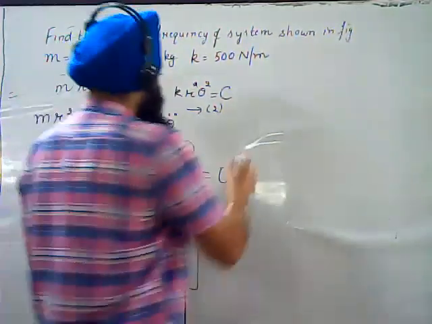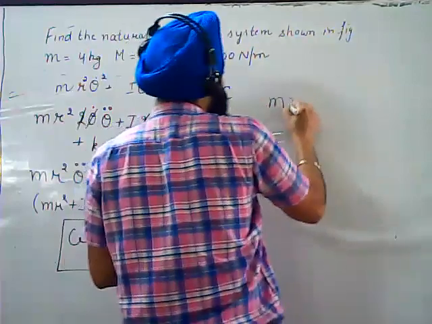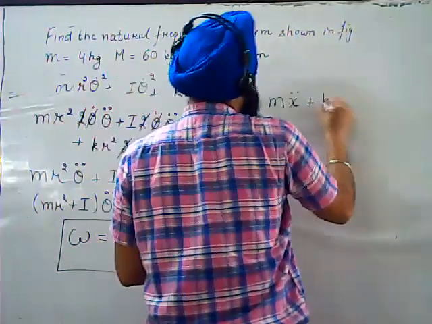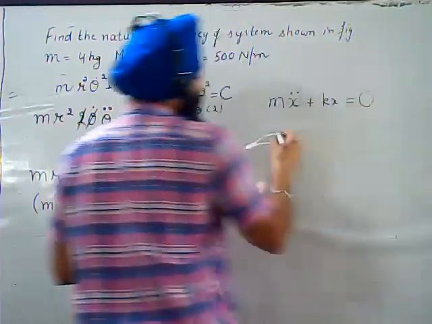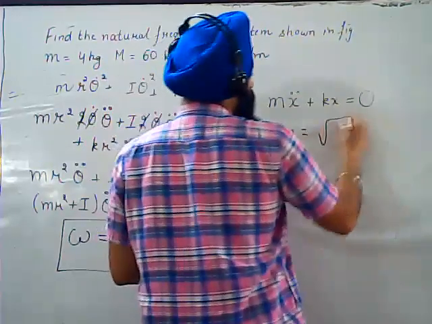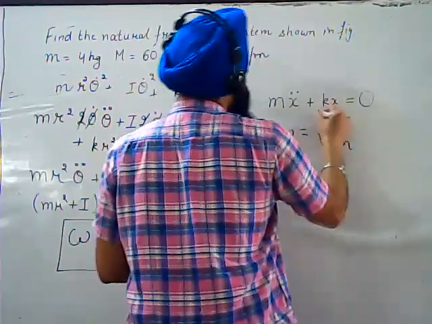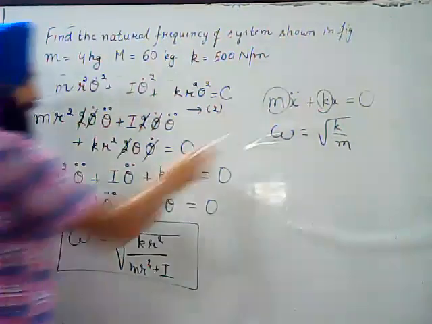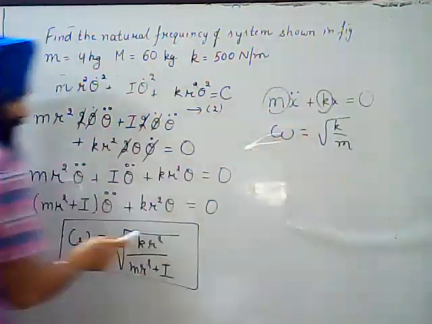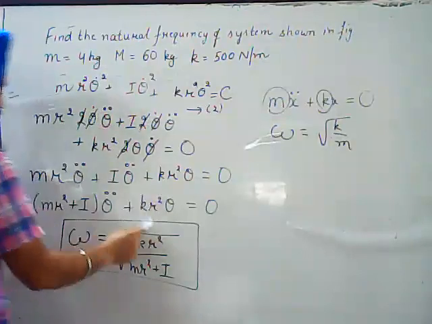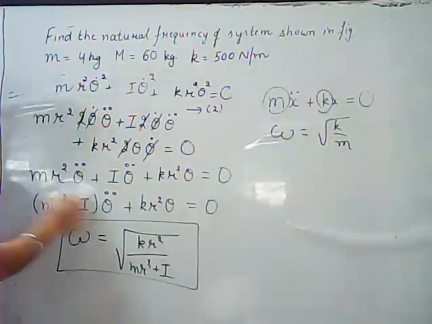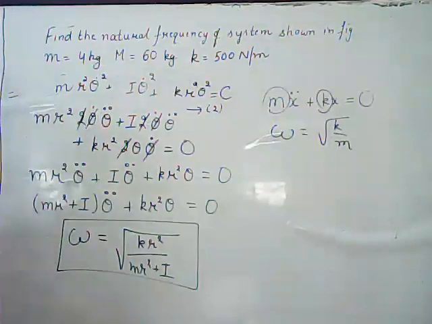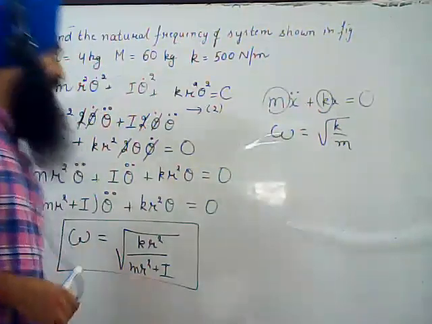As we know, m into x double dash plus k into x will be equal to 0, and we know that omega is equal to under root k upon m. So this will be this term divided by this term. Omega will be equal to under root of k r square divided by m r square plus I. So this is the value of natural frequency.